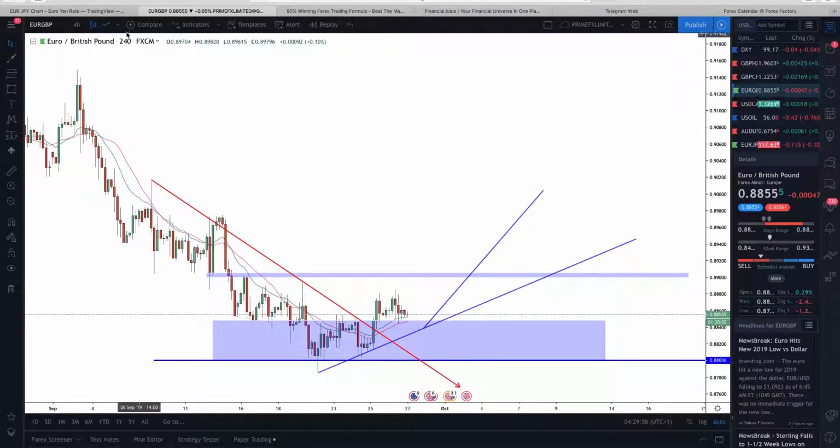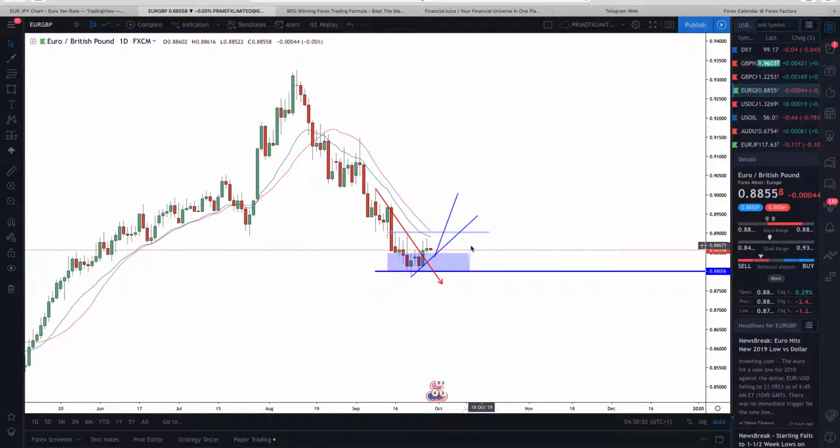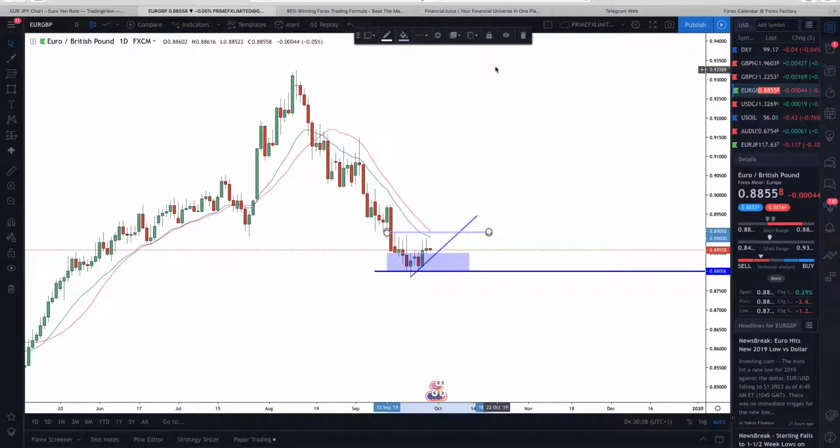Looking at Euro GBP on a daily time frame, what you could see is the price action now. Yesterday, just this May. Okay, just now we've removed everything. Let's look at it here.